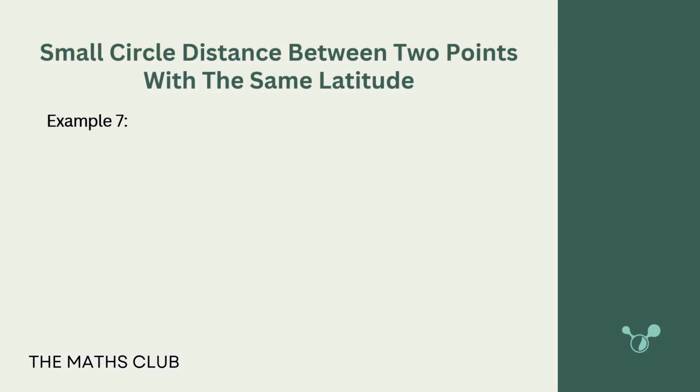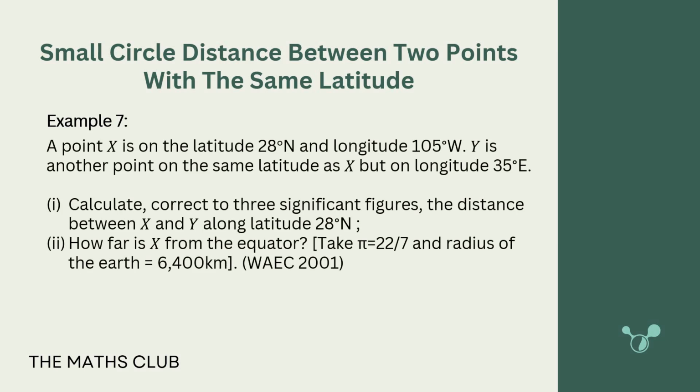So let's look at an example of a small distance between 2 points with the same latitude. A point X is on latitude 28 degrees north and longitude 105 degrees west. Y is another point on the same latitude as X, but on longitude 35 degrees east. Calculate, correct to 3 significant figures, the distance between X and Y along latitude 28 degrees north. Take pi to be 22/7 and the radius of the Earth to be 6,400 kilometers. I want us to solve this together.